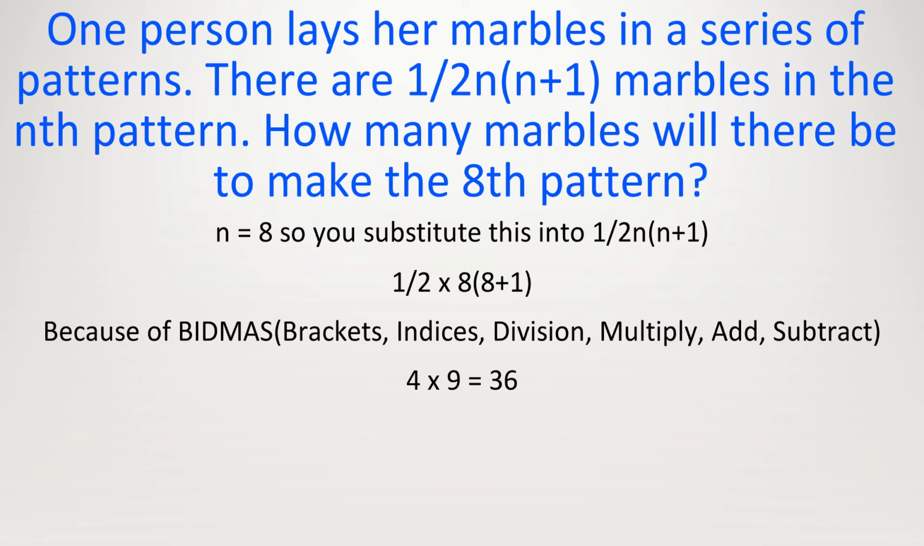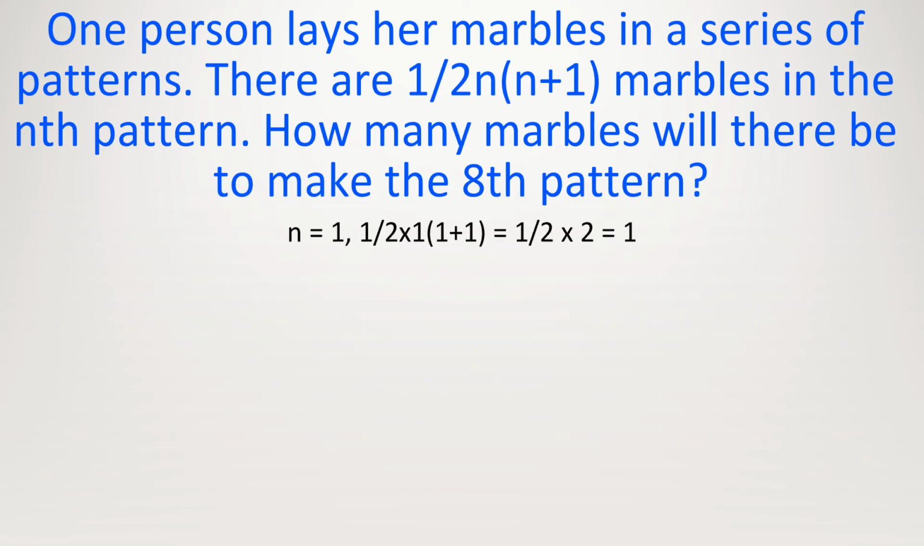Let's plug in a few numbers just to see what this pattern looks like. If n equals 1, we have half times 1, which is a half. Then we have 1 plus 1, which is 2. Half times 2 equals 1. When n equals 2, half times 2 is 1. We have 2 plus 1 is 3. So 1 times 3 is 3.